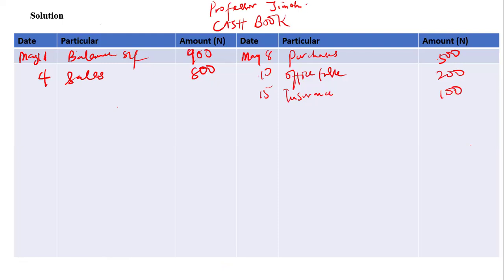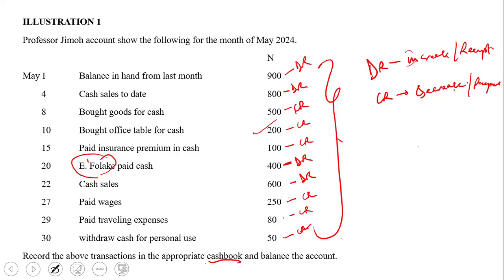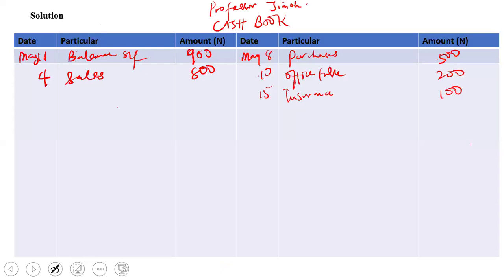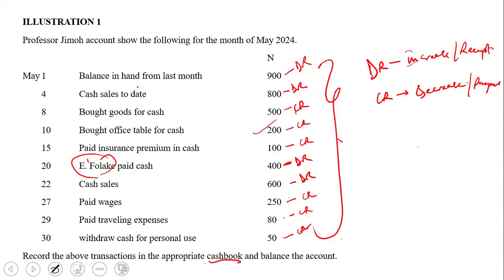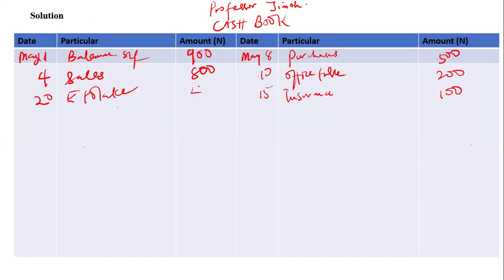Now I'll pause for a while. With what you have screenshot, I want you to try the remaining 2. Just try 2. So I'll continue and you confirm maybe what you have done is correct. Let's look at that. So cash payment, that is paid cash. That is if Folake paid cash. You see, that means we receive cash from him. Okay, we can do that. Let's go on now. We're collecting money from Folake. Folake, that is 400.